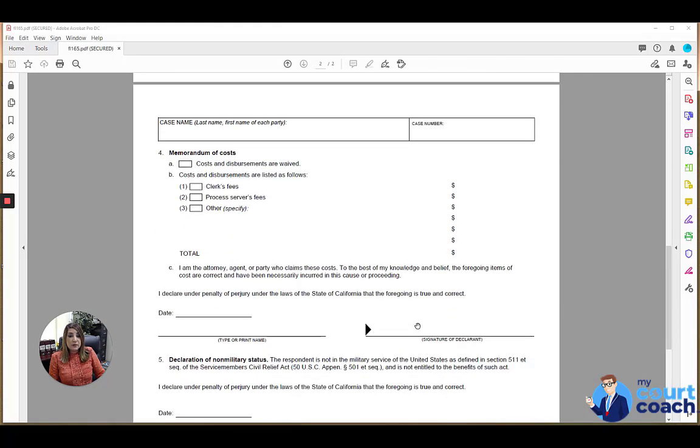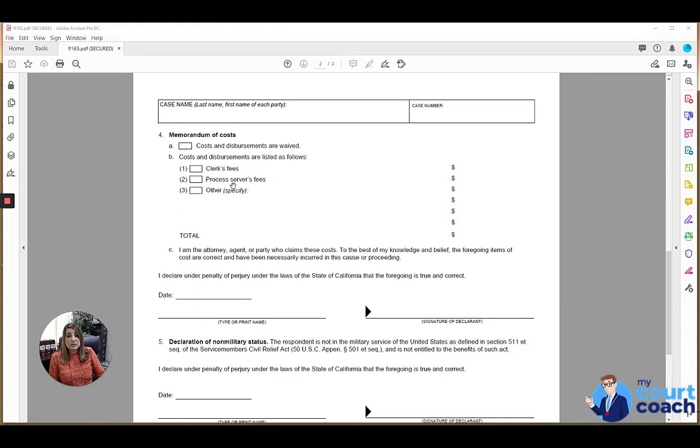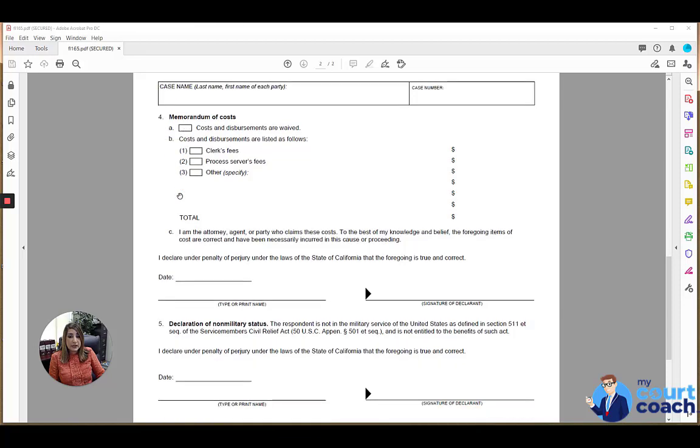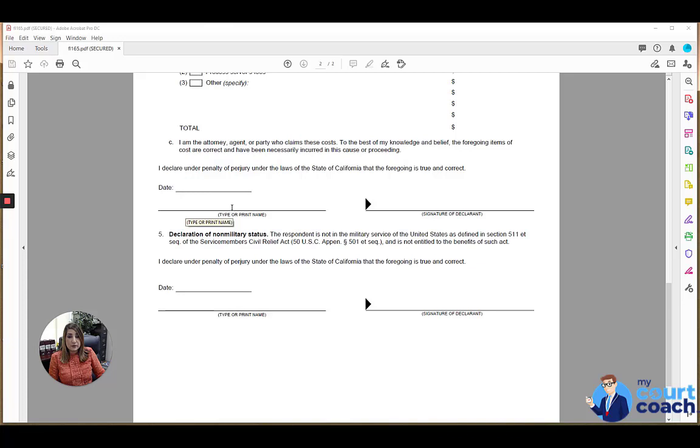Page 2, if you are asking for costs or reimbursement of costs and disbursements, you can mark the boxes that specifically identify what those costs were. That will be up to the court to determine. But if you are just waiving them, which is often the easiest thing to do, you can just mark box 4A. And again, you want to fill in your name here, sign, and date.